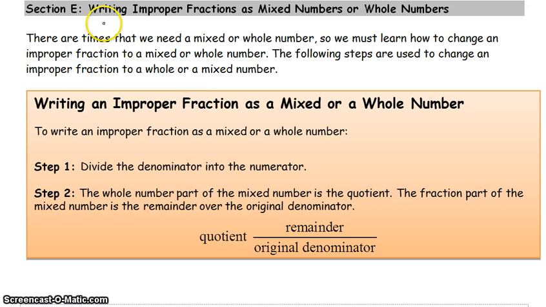Now we come to section E, writing improper fractions as mixed numbers or whole numbers. We could come down here where it gives us the explanation of how to do that. Okay, step 1, we divide the denominator into the numerator. Step 2, the whole number part of the mixed number is the quotient. The fraction part of the mixed number is the remainder over the original denominator.